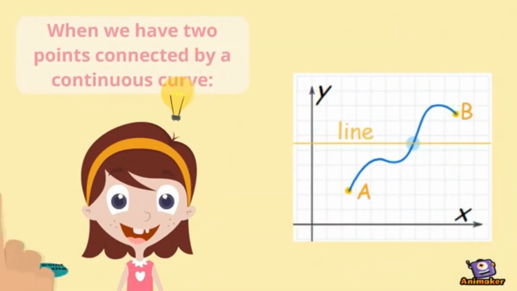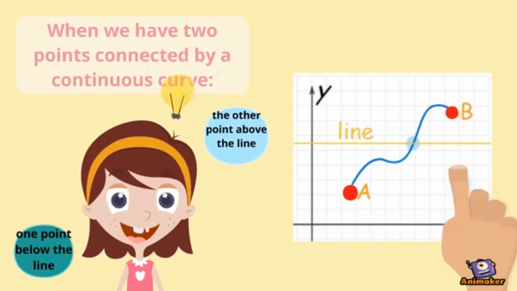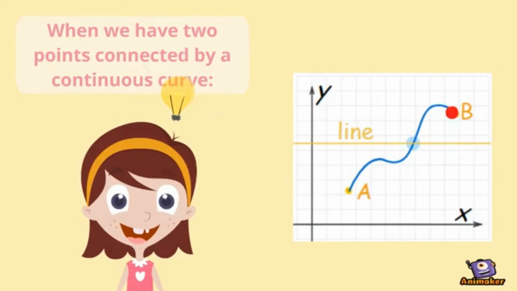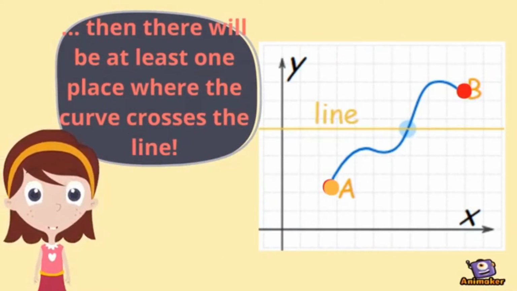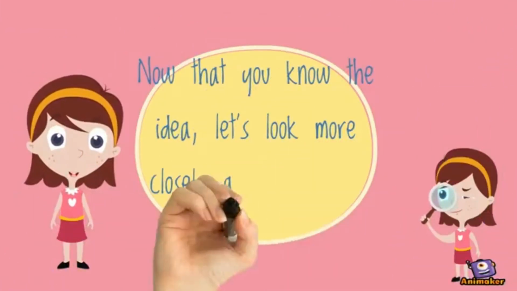When we have 2 points connected by a continuous curve, one point below and the other one above the line, then there will be at least one place where the curve crosses the line. Now, let's look closely at the details.